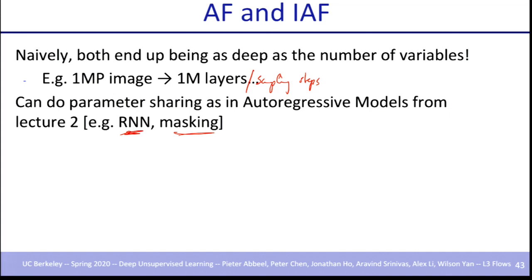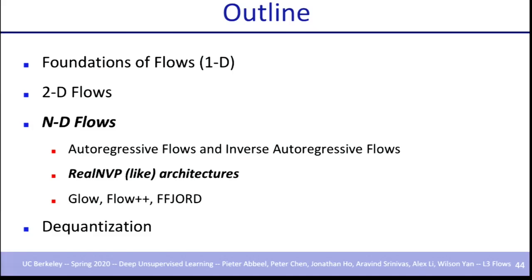Still, that wouldn't solve the issue that sampling would still take a million layers or a million steps. Assuming you have the fast training, you're stuck with this slow sampling process. Okay, let's move on then.